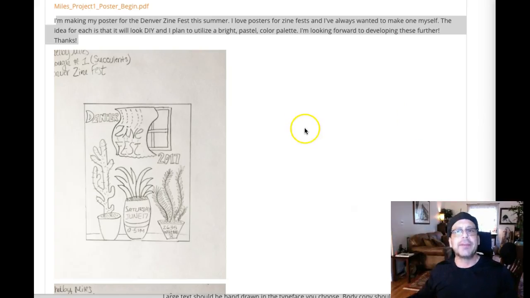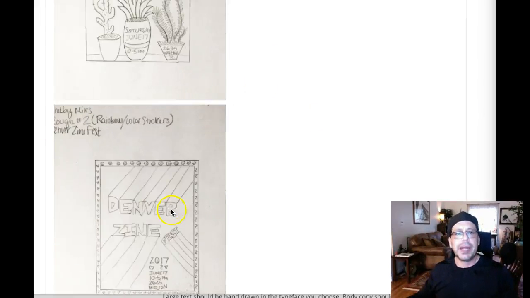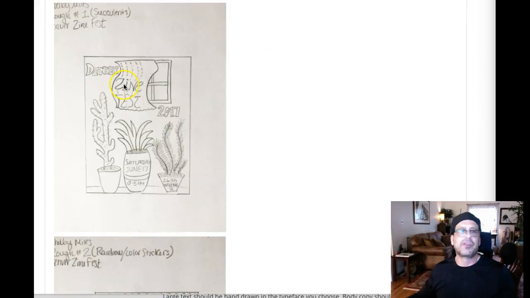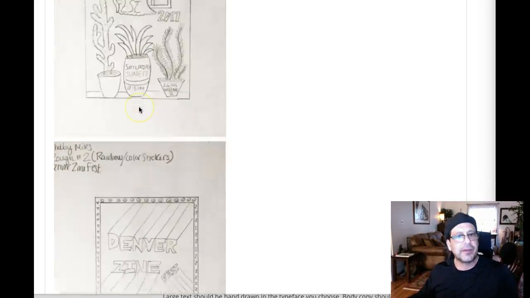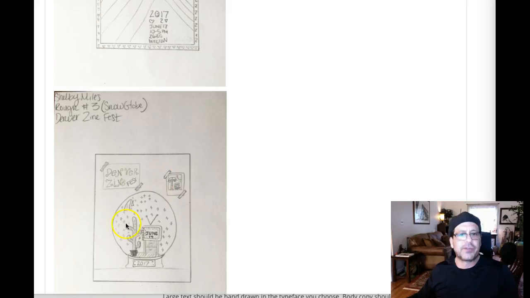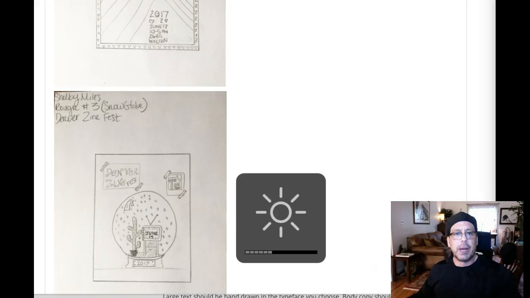And that's the main thing that I think we're missing here, is that you haven't described any of these. For example, what is your conceptual relationship between the houseplants and the Denver Zine Fest? So what's your concept behind this? Again, here, what's your concept behind the snow globe and the posters taped on the wall? What's your concept there? These are things that an art director would want to know moving forward. So food for thought there.